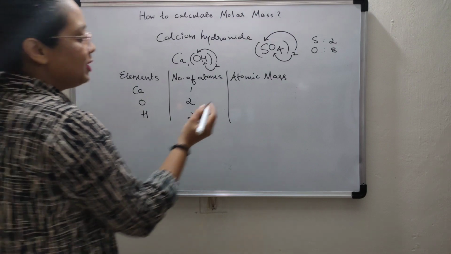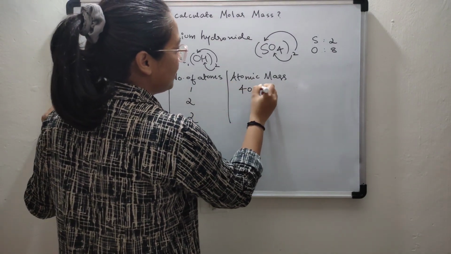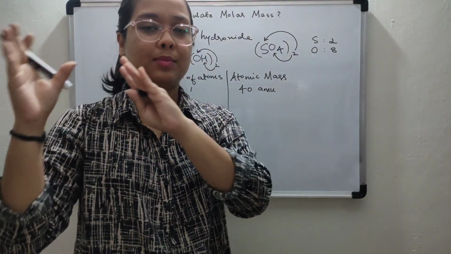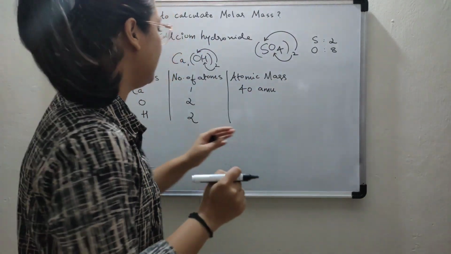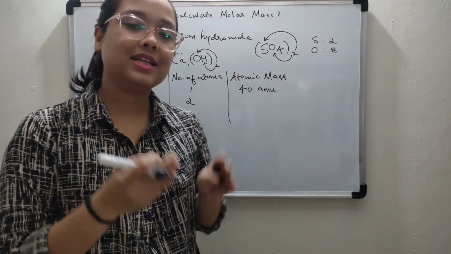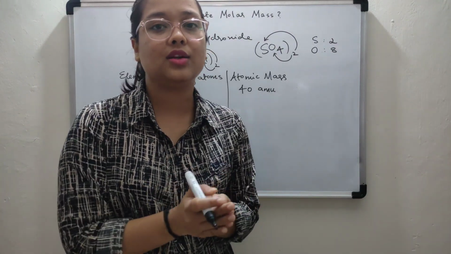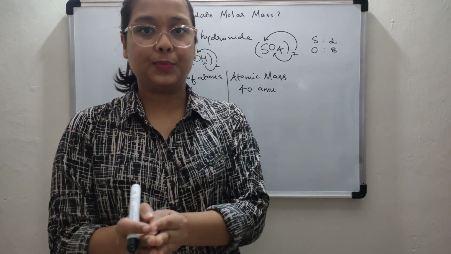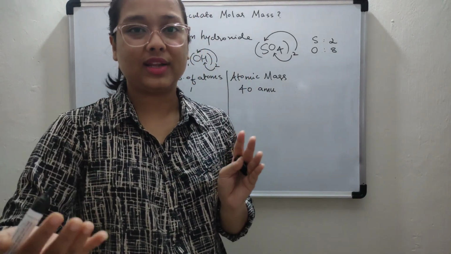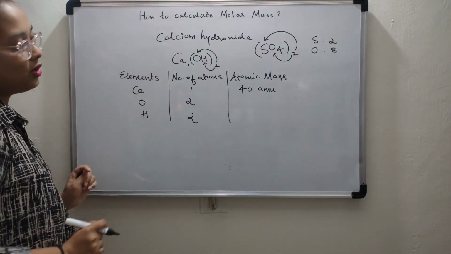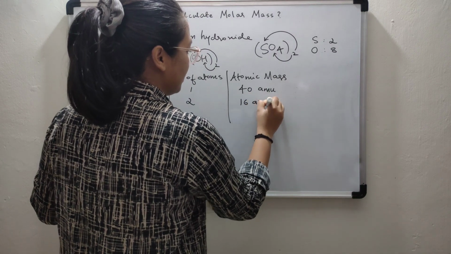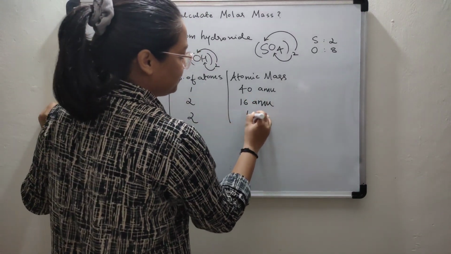Lastly, the atomic mass of calcium is around 40 atomic mass units. I'm not taking the decimal values over here. Atomic masses you can easily get from the periodic table. In some cases, like suppose you are doing your practicals, then you have to take the exact value, whatever numbers are there after the decimal point, all of that you have to consider. Here I am just showing you the method. Oxygen has an atomic mass of 16, and hydrogen has 1.